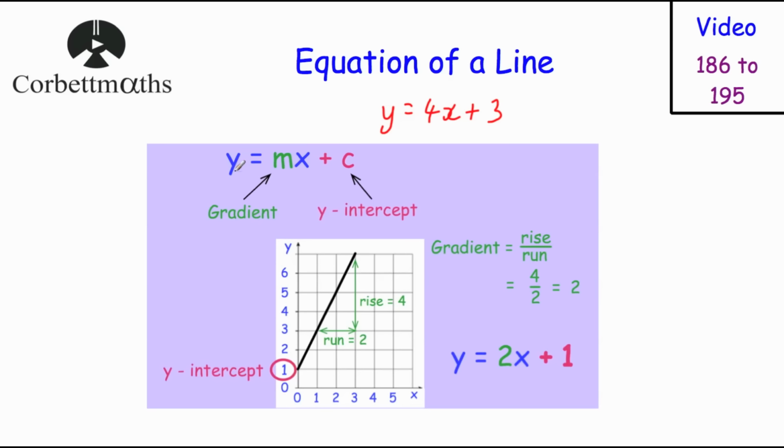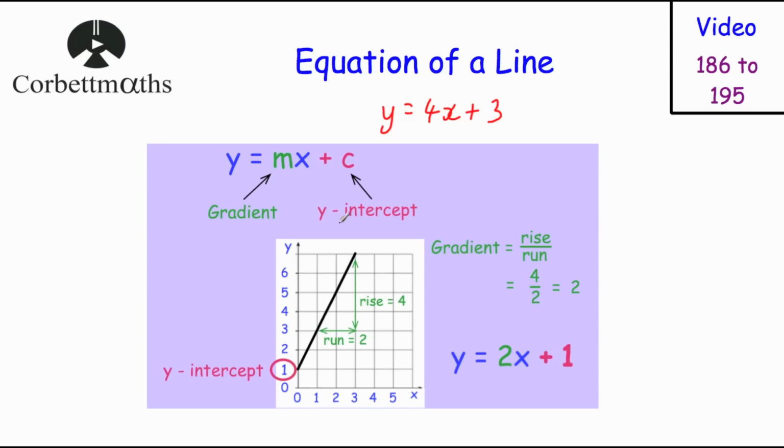Whenever you've got it in the form y equals mx plus c, the number in front of the x is the gradient. So if I had the line y equals 4x plus 3, the gradient of that line is 4. And you'll remember from M2, that means that for every 1 unit you go across, the graph goes up 4 units. So you go across 1, it goes up 4, and so on. And then our plus c is the y-intercept.